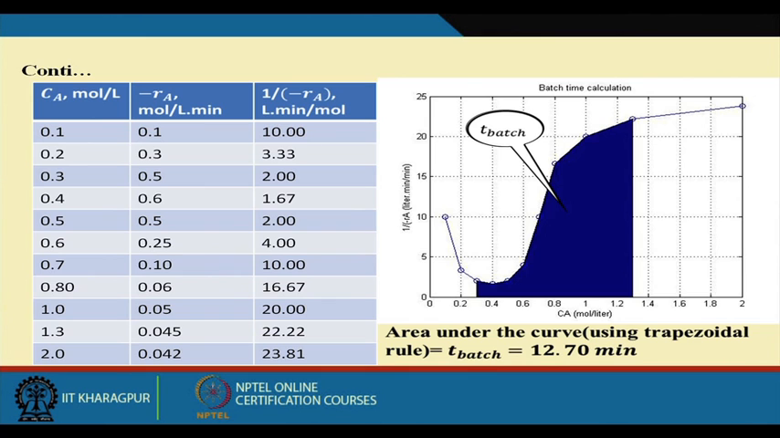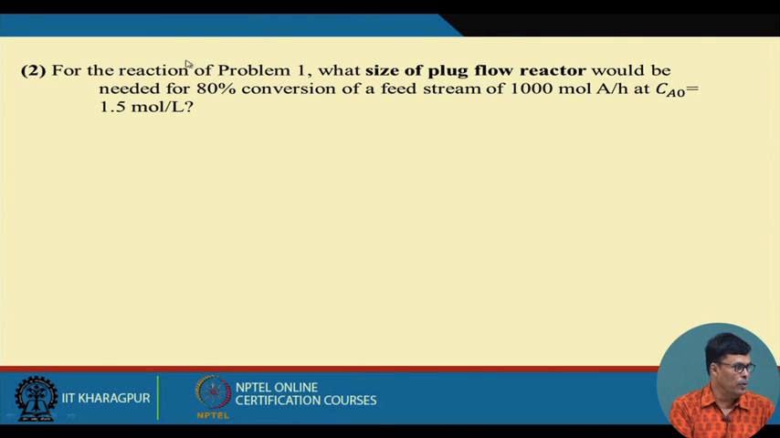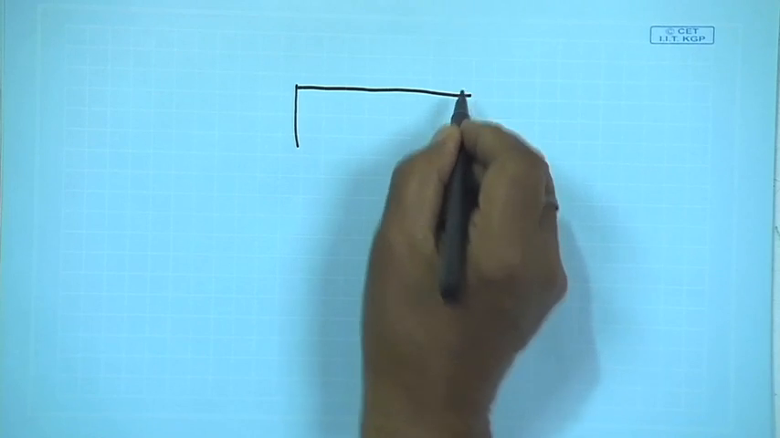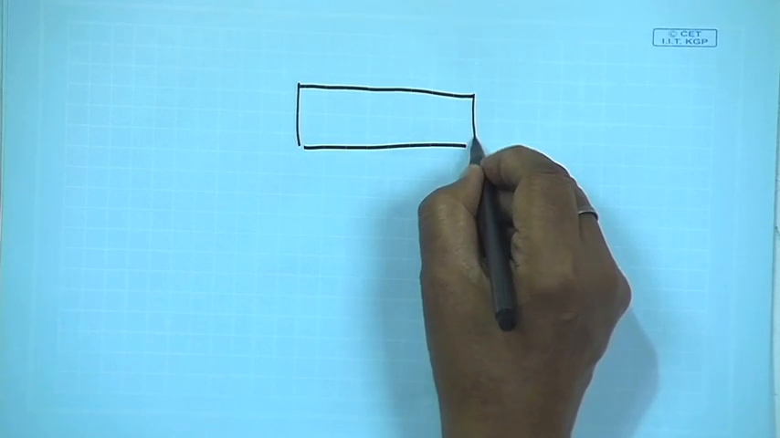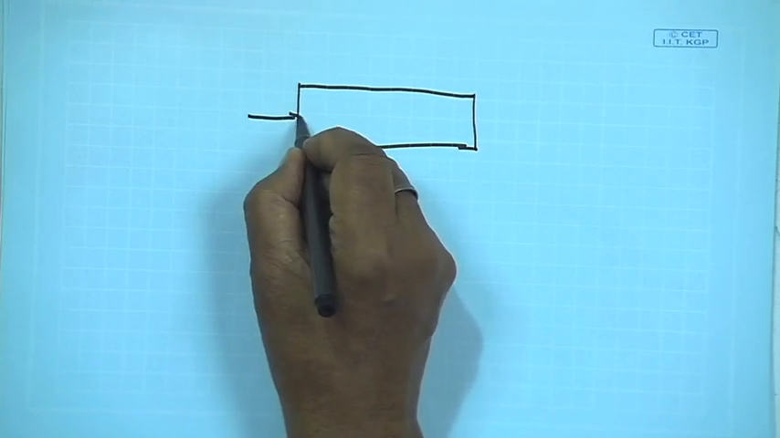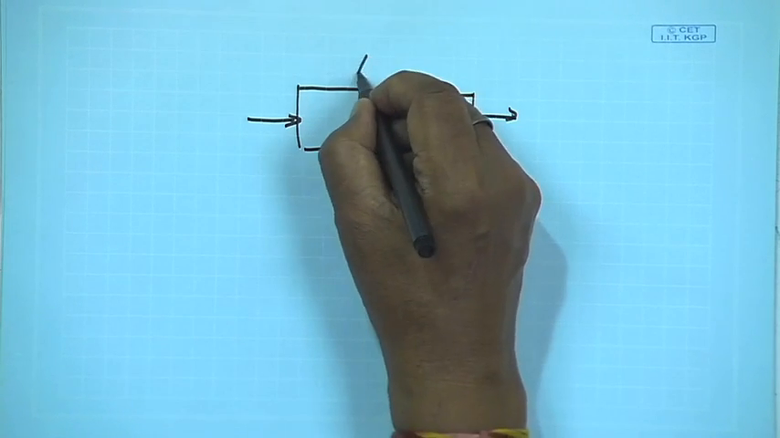Now the next problem, for the reaction of problem 1: what size of plug flow reactor would be needed for 80% conversion of a feed stream of 1000 moles of A per hour, with Ca0 of 1.5 moles per liter? So this is a plug flow reactor. What is the nature of the plug flow reactor? It looks like this. This is the plug flow reactor.